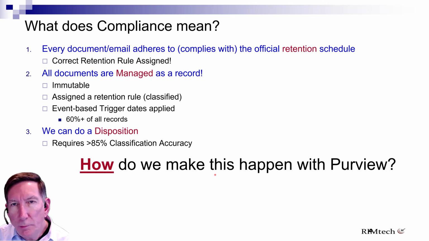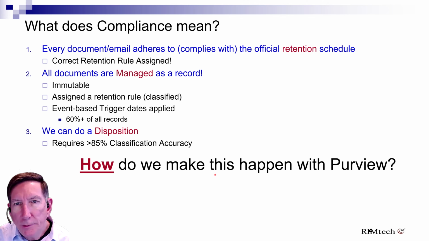So what does compliance mean? Well, to me, it has three important characteristics. Number one is that every document complies with the official retention schedule, meaning that every document in SharePoint has been assigned an official rule from the retention schedule, such as, let's say, expense claim reimbursements. The retention rule might be keep for 5 years, then destroy.